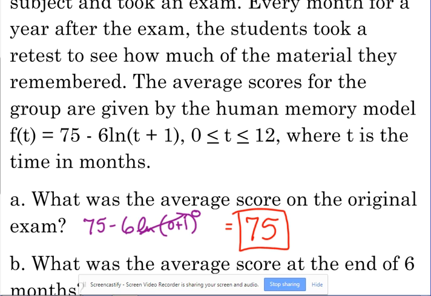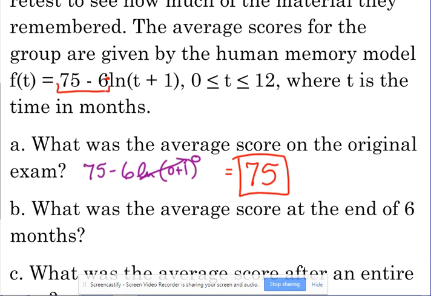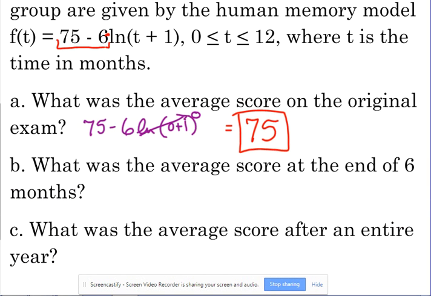Let me point out something that people love to do. They want to combine the 75 and the 6. They didn't just put that equation like that for kicks and giggles. You can't combine the 75 and the 6, because it's 6 times the natural log. Multiplication comes before subtraction in your order of operations. So do not combine that 75 and that 6, ever. It's going to come up later. Please don't do it.